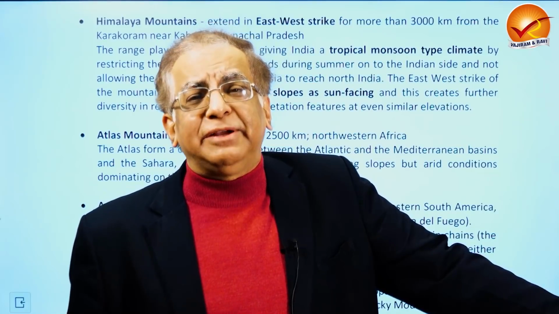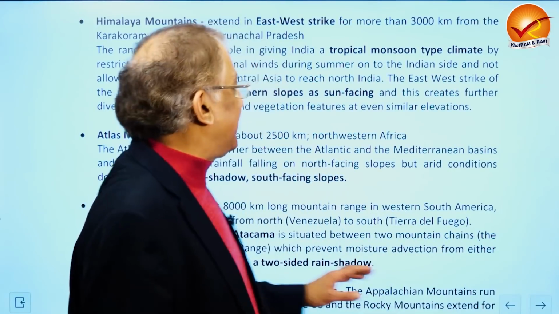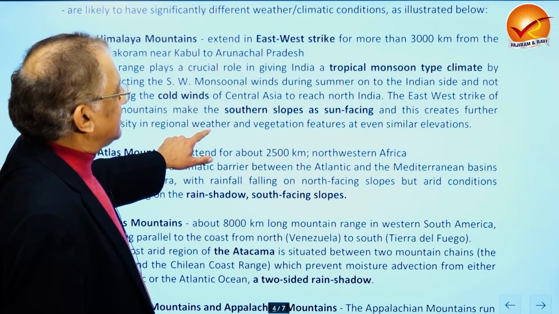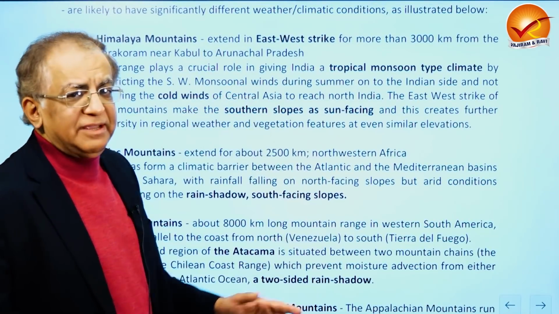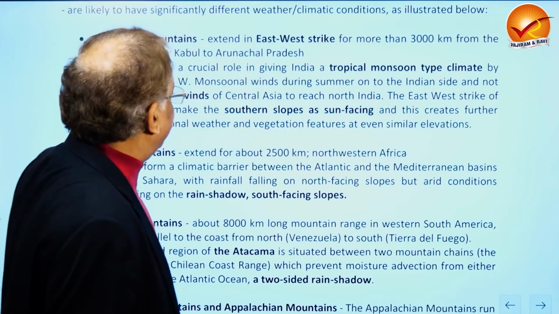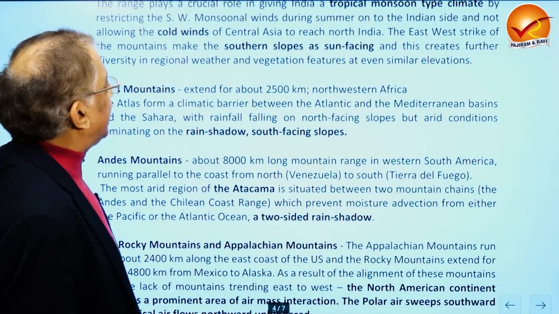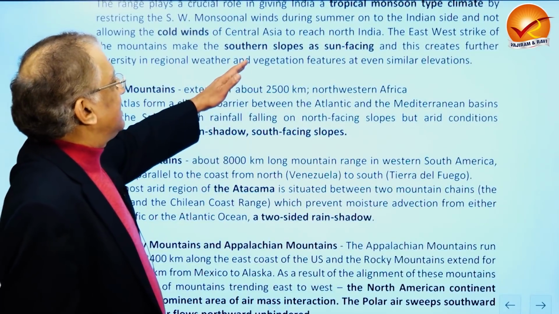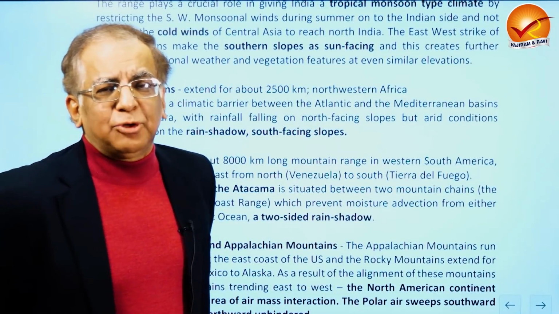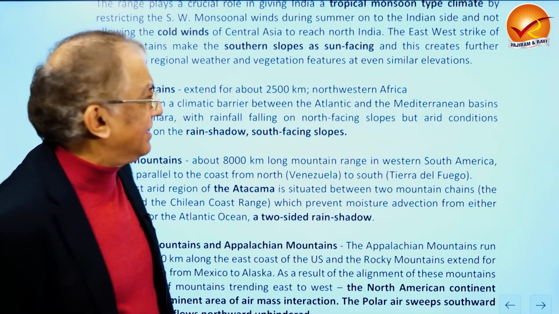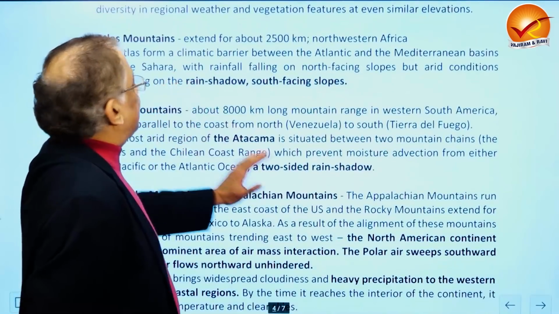So not only in terms of climate, we can go beyond that: the very history and culture of that area would differ with the mountain's presence or absence. So the alignment of the Himalayas is very important, in terms of giving India a tropical monsoon type climate and saving India from the cold winds of Central Asia or even North Asia. And then I said that sun-facing slopes are on the southern side, so they also give variations in microclimatic elements.